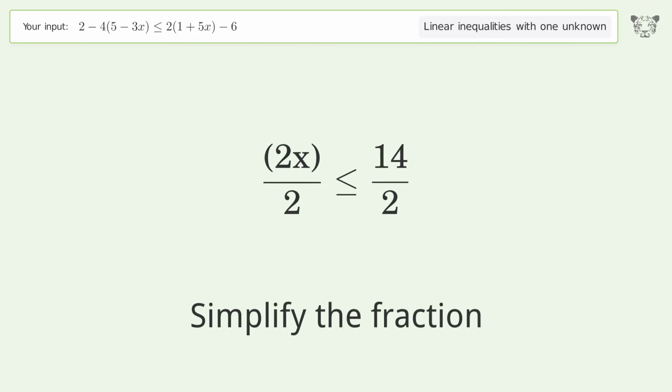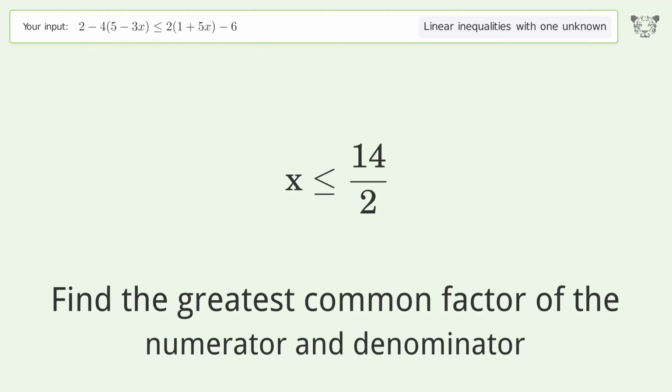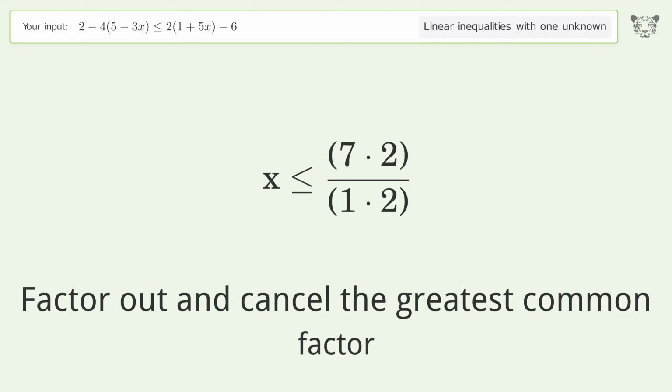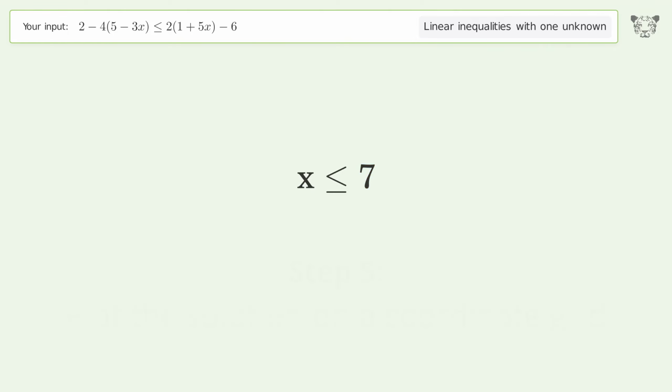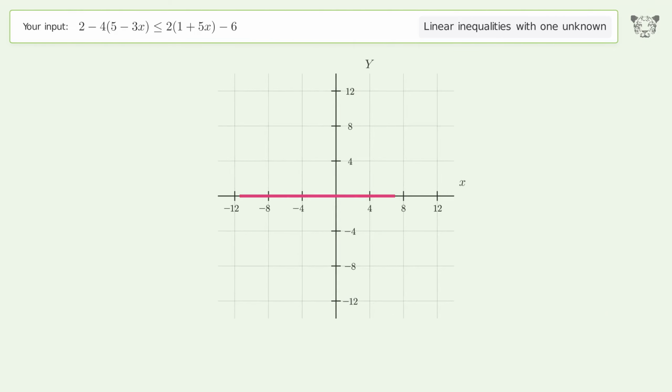Simplify the fraction. Find the greatest common factor of the numerator and denominator. Factor out and cancel the greatest common factor. Plot the solution on a coordinate grid. And so the final result is x equal or smaller than 7.